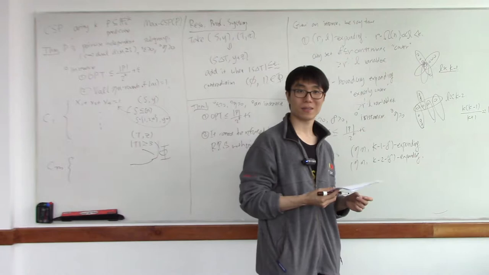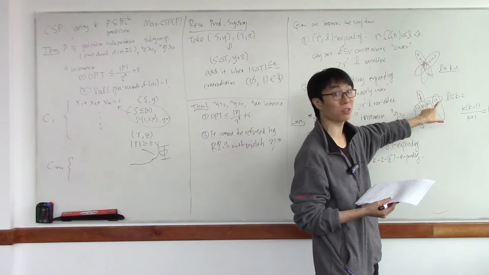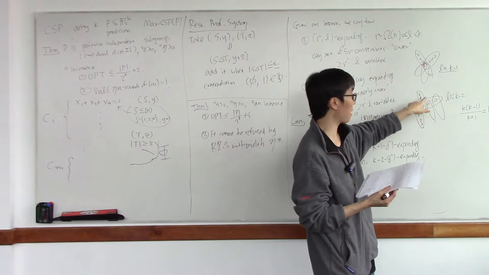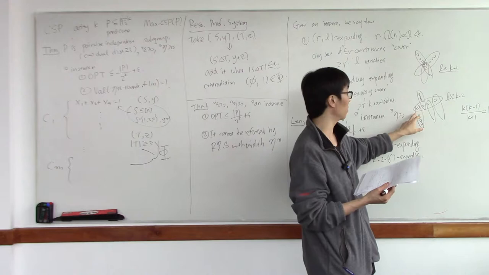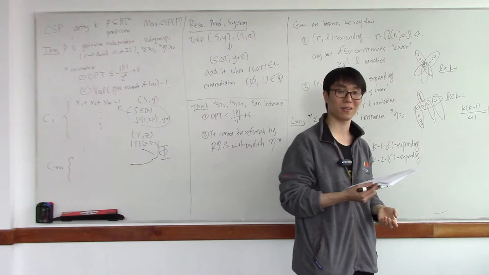You can take an arbitrary constraint, and if they overlap, it's actually going to hurt expansion. So you can take one constraint as the backbone of this picture, and for each variable, take any constraint incident on this constraint. If these constraints overlap, then we are in a better shape, because it gives less expansion.